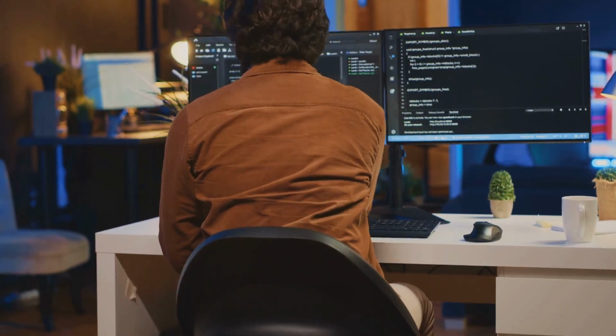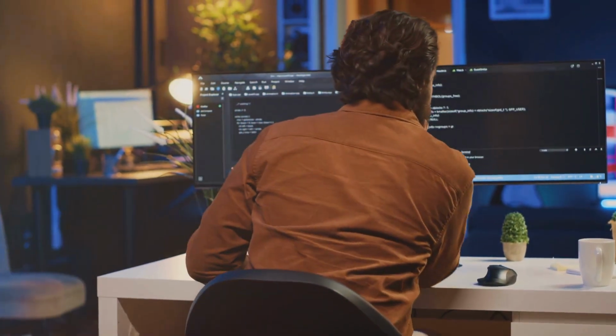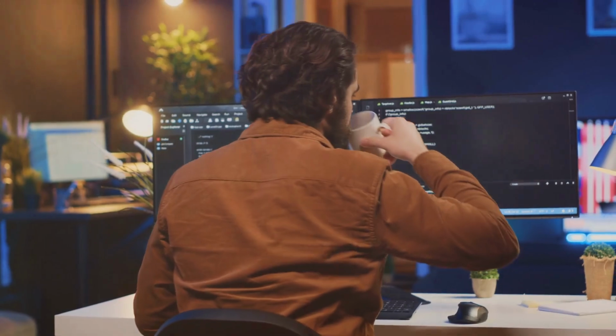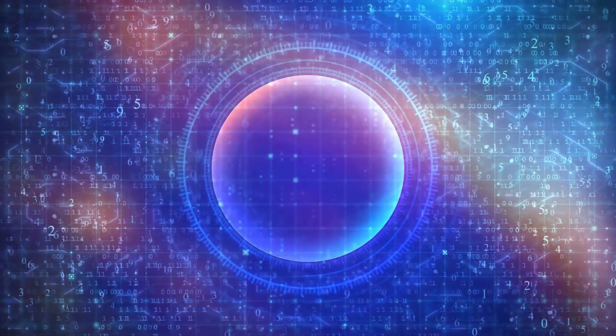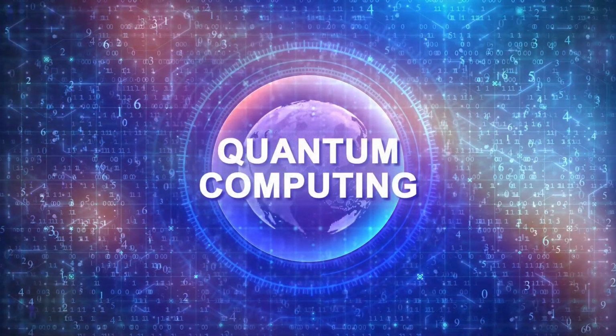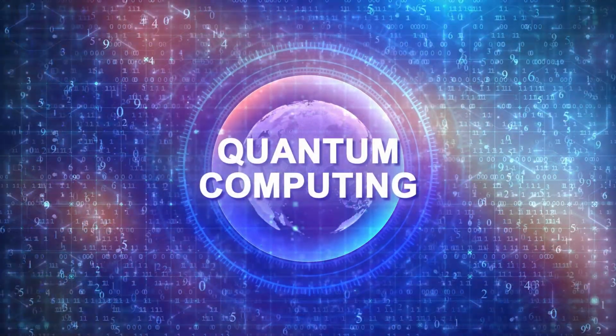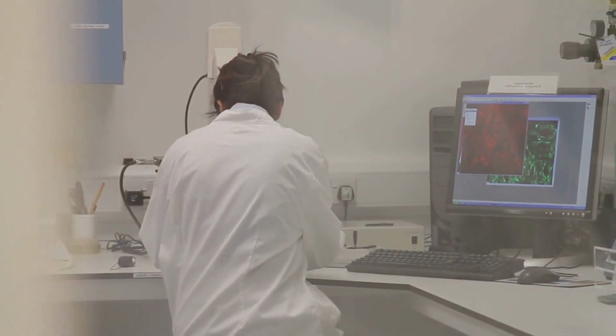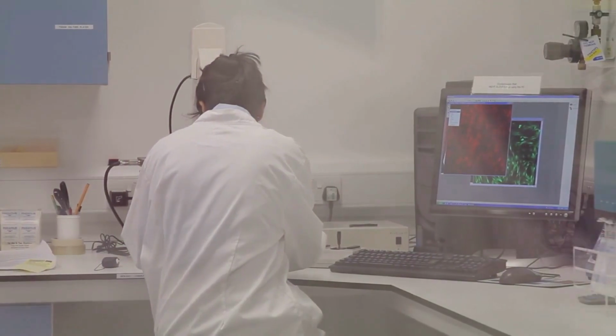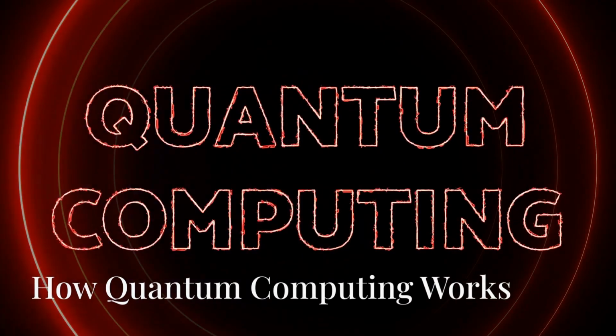While classical computers, like the one you're using right now, process information in bits, ones and zeros, quantum computers use qubits. A qubit can represent a 1, a 0, or both at the same time, thanks to a phenomenon called superposition. This allows quantum computers to handle and process massive amounts of data at once, solving problems that would take classical computers thousands or even millions of years.